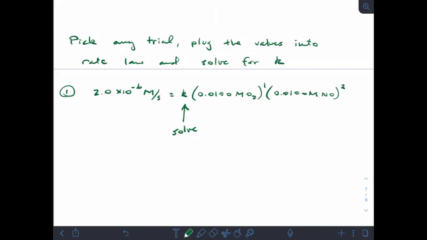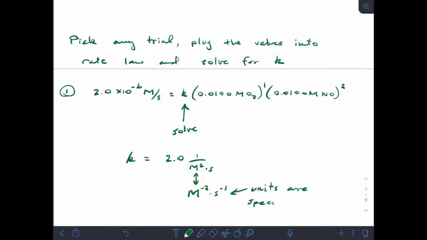All right, when we do that math, we're going to find that K equals 2.0. And the units are 1 over molarity squared times seconds. Okay, now this is important. Now I could also write this as simply molarity to the minus 2 times seconds to the minus 1. Okay, these are the same thing. What's important here is that units are specific to order.